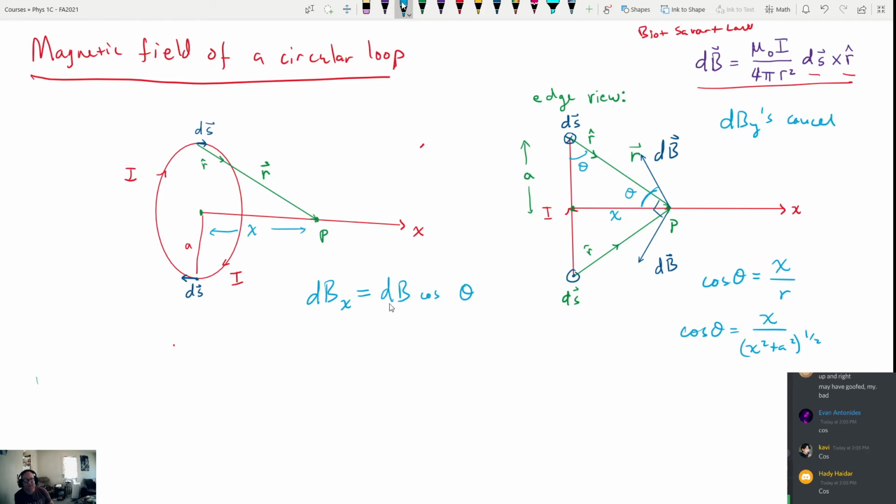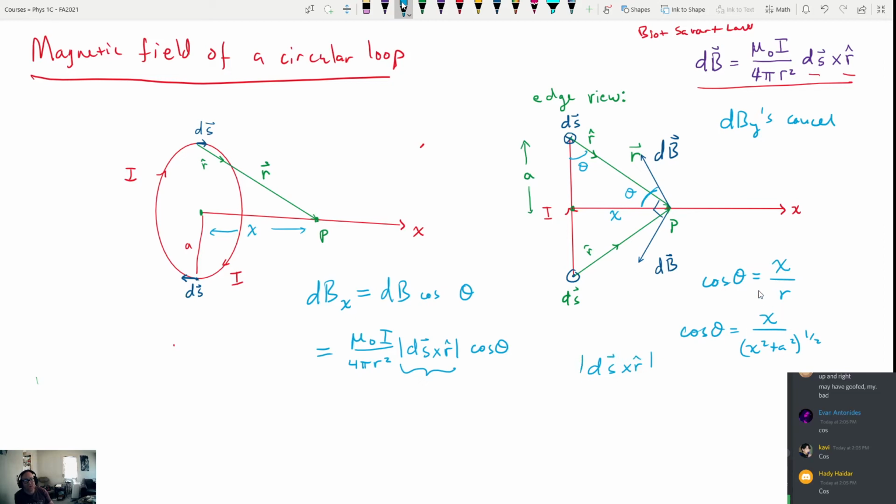And then what's dB? Well, dB is this equation up here. So it's mu naught I over 4 pi r squared. We need the magnitude of ds cross r hat, so we'll have to talk about what that's equal to. ds cross r hat, and then multiplied by cos theta, and that should be what dBx is equal to. So let's talk about this piece here. Or let's write it over here. ds cross r hat magnitude.